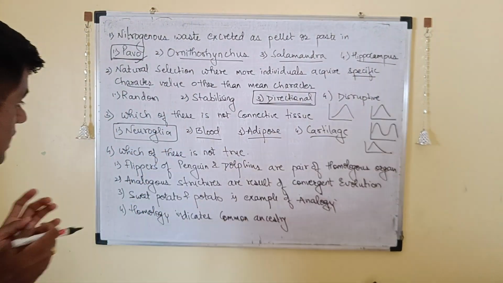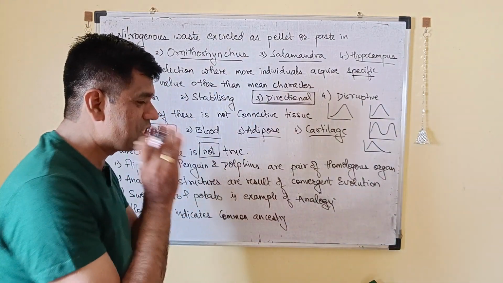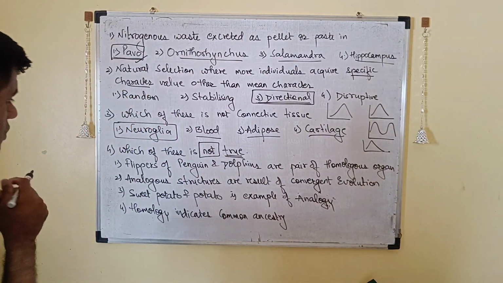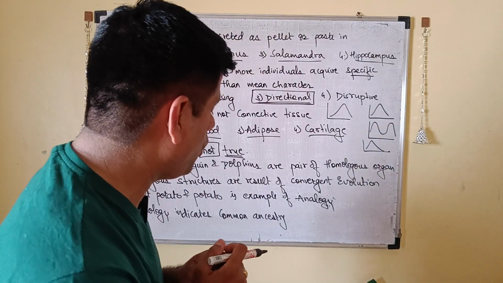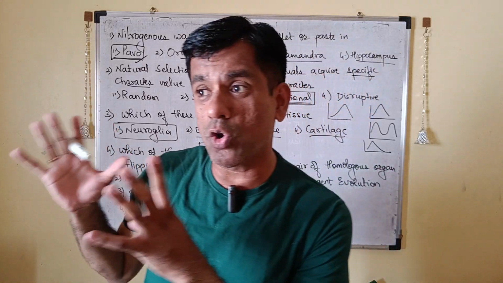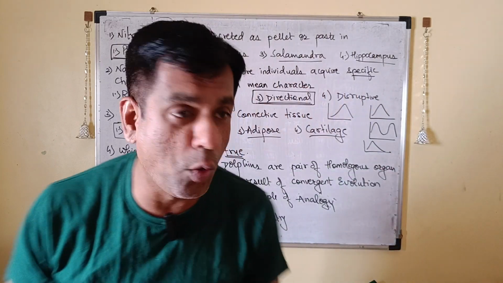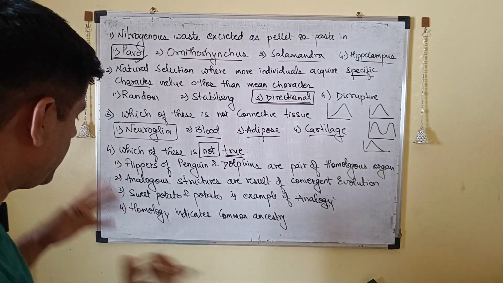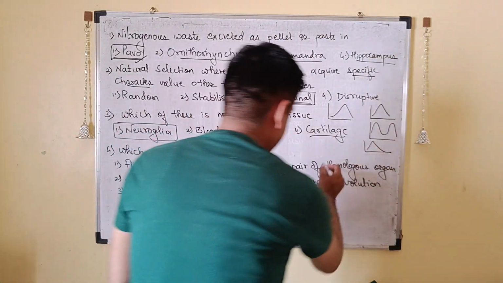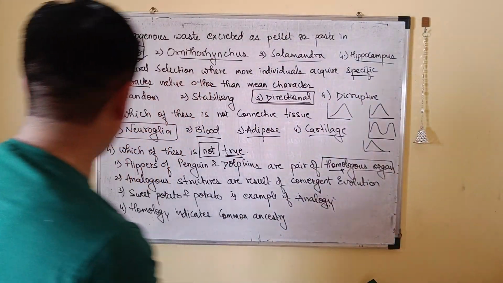Anyways, which of these is not true? Here many students get confused, so remember that the question says not true. They are talking about flippers of penguin and dolphins being a pair of homologous structures, right? We know homologous organs are those which have a common structure but perform different functions, right? But here I think the flippers of penguins and dolphins are performing the same function. Their structure may be different. I think they are analogous. So we got the answer in the first go.